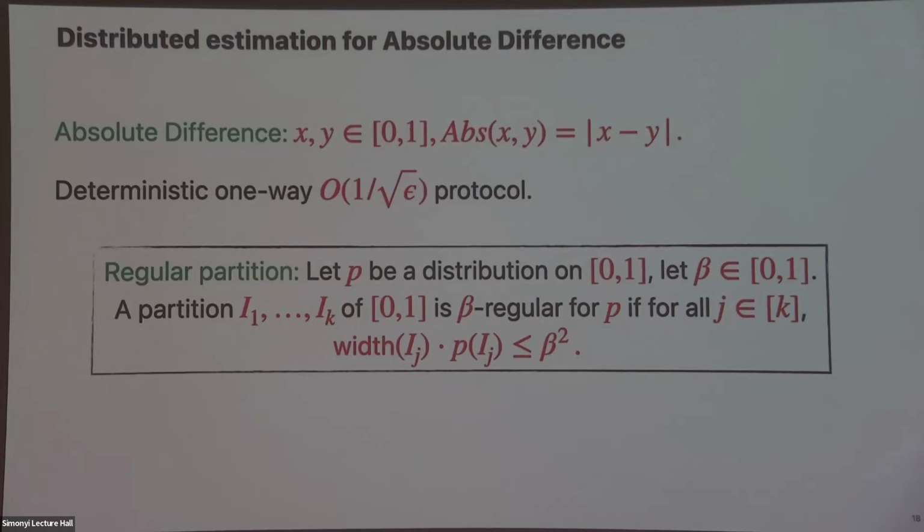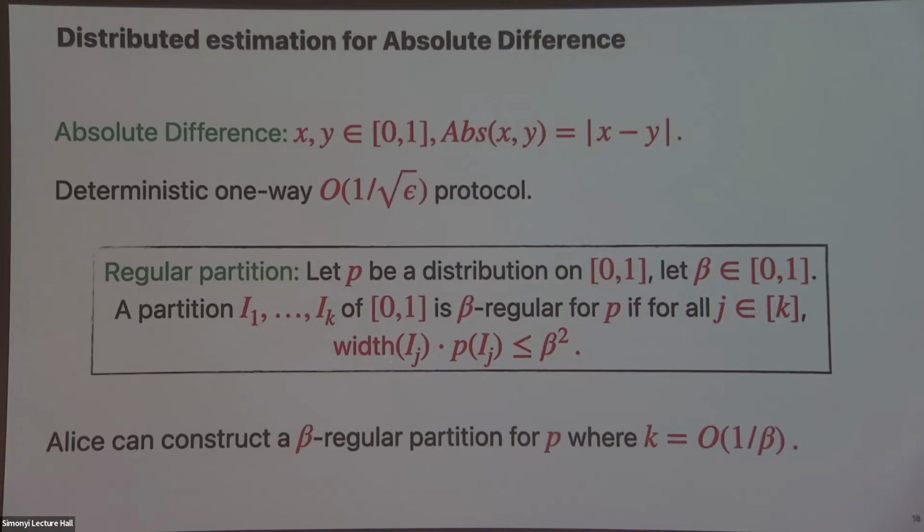Well, there could be point masses. Yeah, exactly. But even if I have a point mass, I can make the width really small. So I can always achieve width times probability is at most beta squared. In general, it's very easy for Alice to construct such a partition greedily, and it will require K equal to 1 over beta. So this is going to be our main tool in coming up with a better protocol.